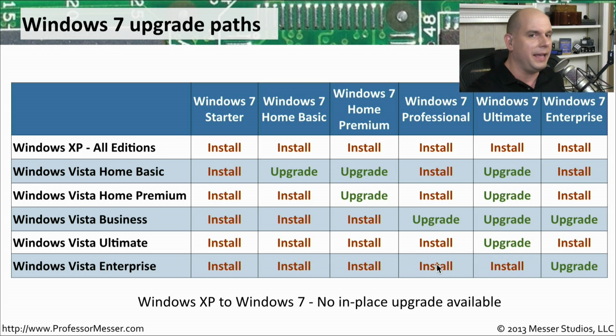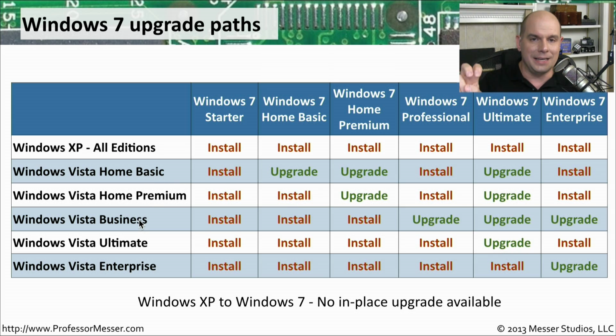Wait, I thought you said I could go from Vista to 7. You can, but you can only go to the version or the edition that you're currently using. You can't go to a smaller or lesser edition. So if you have Windows Vista Enterprise, I can't do an in-place upgrade to any of the lesser editions of Windows 7. If I've got Windows Vista Enterprise, I got to go to Windows 7 Enterprise. There's no other option. If I'm going from Windows Vista Ultimate, I can only go to Windows 7 Ultimate. I can't go to Windows 7 Professional.